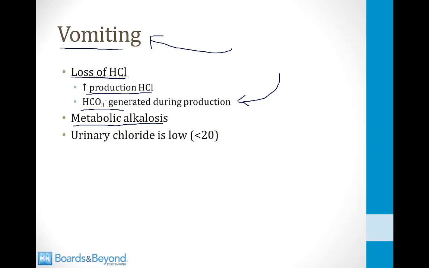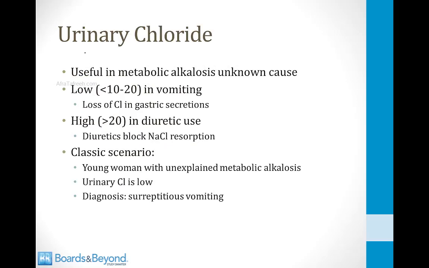In addition, patients who are vomiting will lose chloride in the hydrochloric acid in their stomach. As a result, if you measure the level of urinary chloride, you will find that it will be relatively low. And the urinary chloride is a useful measurement when patients have metabolic alkalosis of an unknown cause. If the urinary chloride is low, that suggests the patient has been vomiting because they're losing the chloride in the gastric secretions, as we have been talking about from the parietal cells. If the urinary chloride is high, this is what happens when patients are taking diuretics.